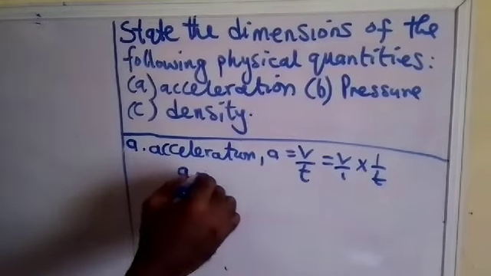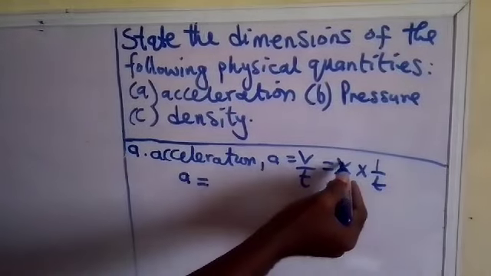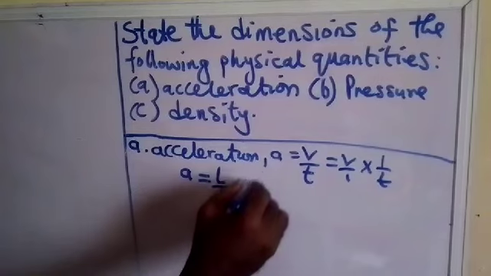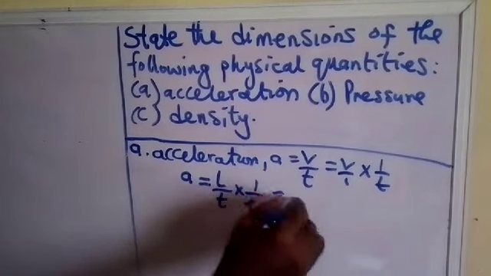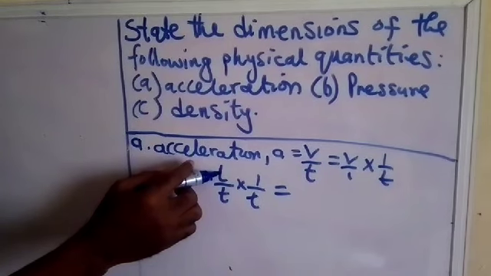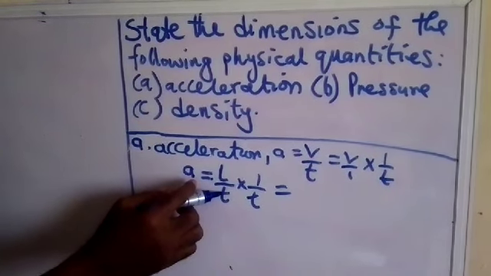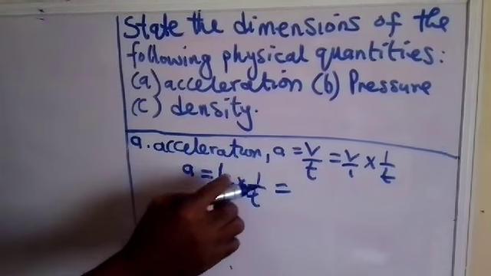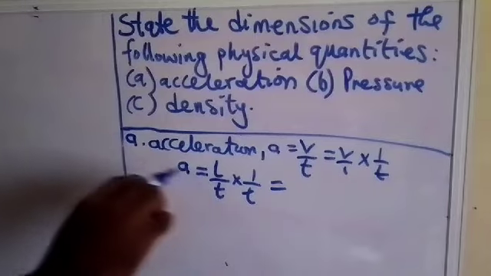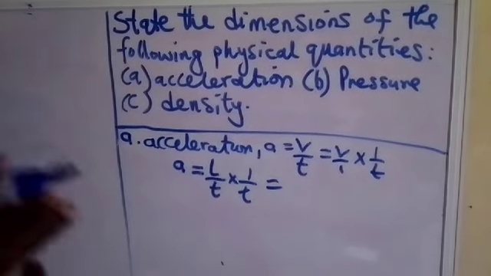So A is equal to, what is the formula for velocity? Distance over time times 1 over time. Now distance is the same as length, a basic quantity, time is a basic quantity, time is a basic quantity. Now you've changed acceleration, all in terms of basic quantities. You are good to go. What do you do next?